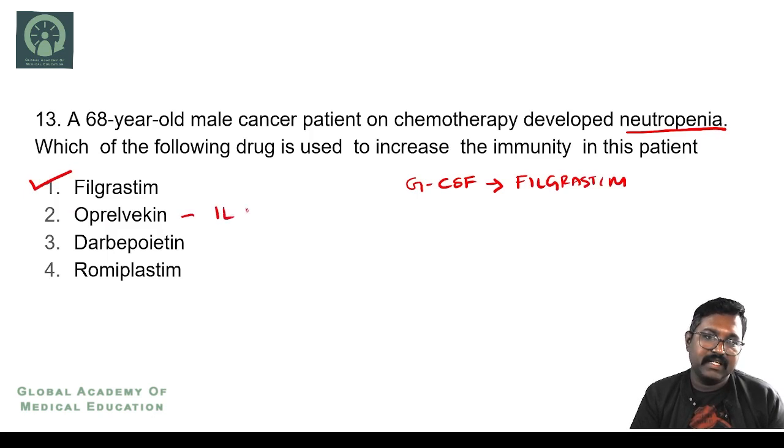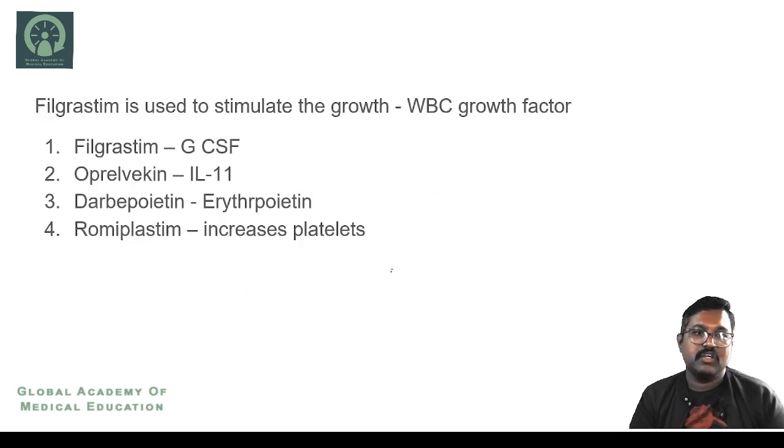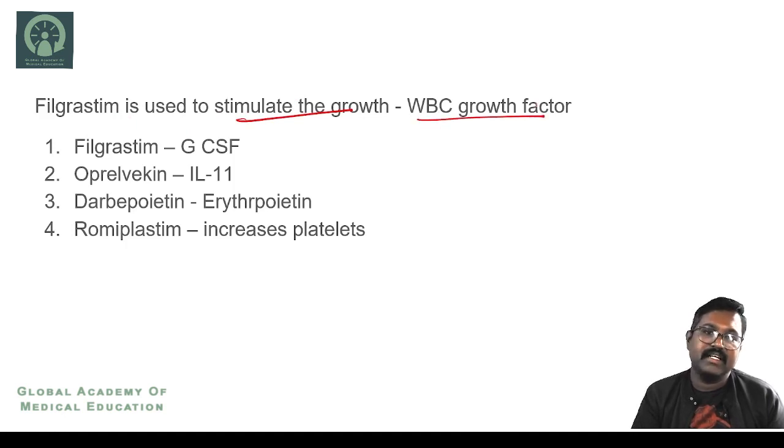Oprelvecin is the interleukin 11 analog. Darbepoetin will increase erythropoiesis. Romiplostim is mainly used to increase the platelets in case of thrombocytopenia. So please remember, filgrastim is a granulocyte colony stimulating factor used to stimulate WBC growth, oprelvecin is the interleukin 11 analog, darbepoetin will increase the erythropoietin levels, and romiplostim will increase the platelets.